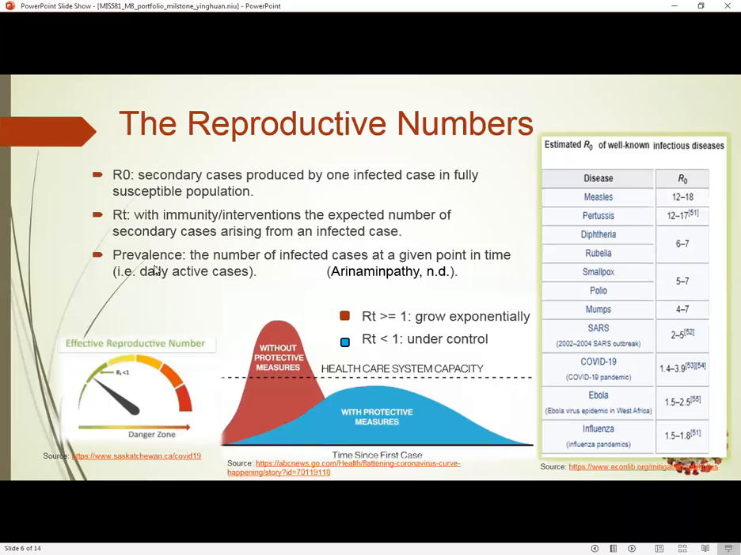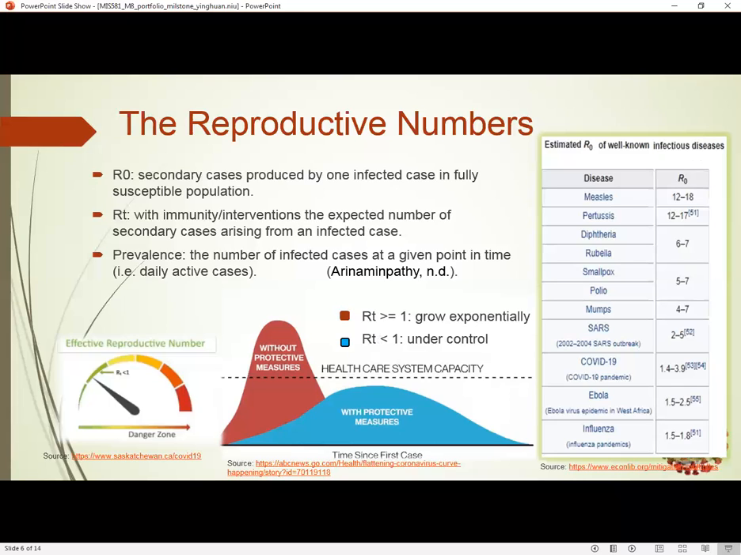The prevalence is just another word for active cases at a given point in time. In the following slides, we'll only use this metric to describe the COVID-19 dynamics. The relationship between reproductive number and prevalence is that when RT is greater than 1, the number of active cases will grow exponentially, like this curve. And when RT is smaller than 1, that means the spread is under control, and it will dissipate in the community.